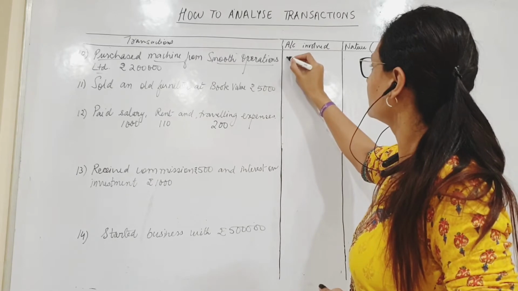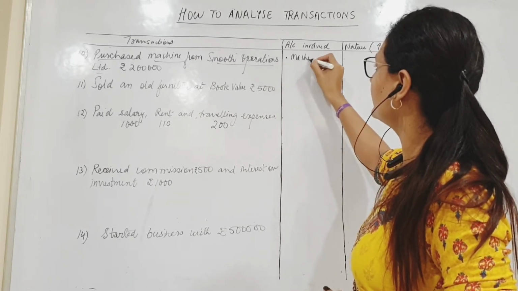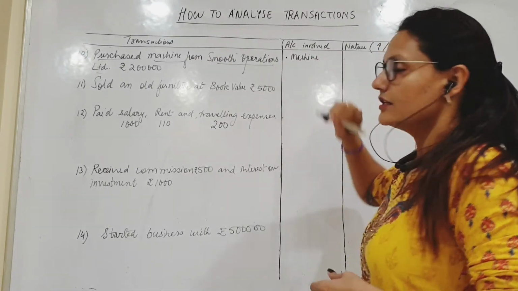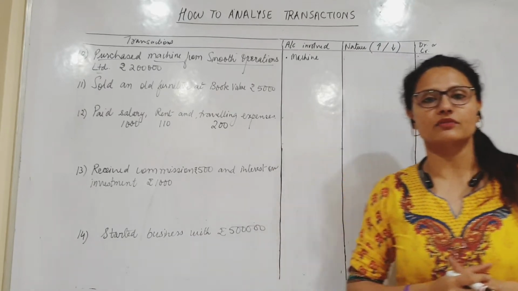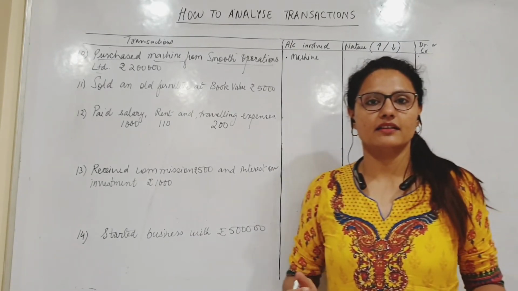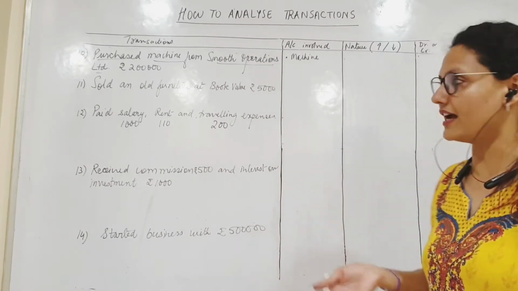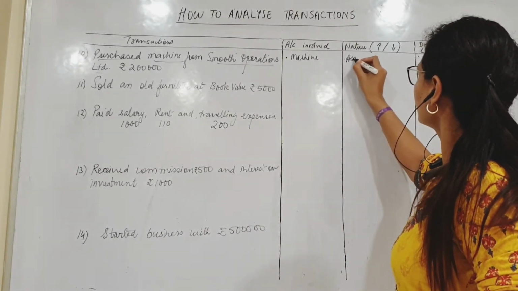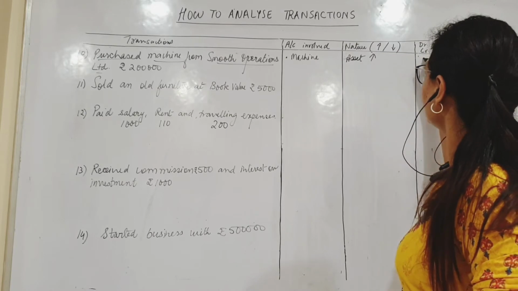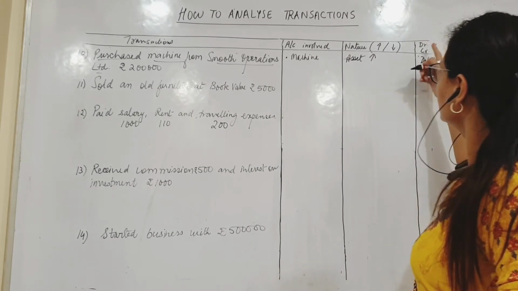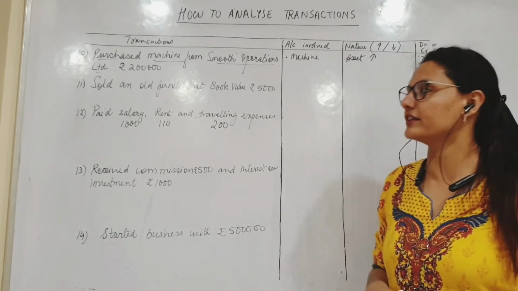And that machine will be there with me for a number of years. So I will open the machine account. Asset, everything. And that asset has come in, it has increased. My asset has increased. Yes? So asset has increased. So what do? Debit. DR, credit, CR. Debit and credit short forms.